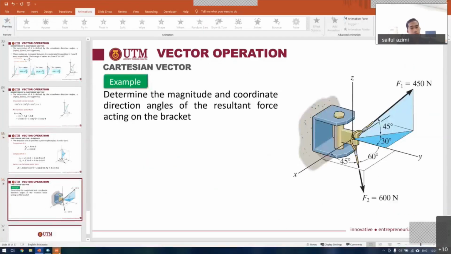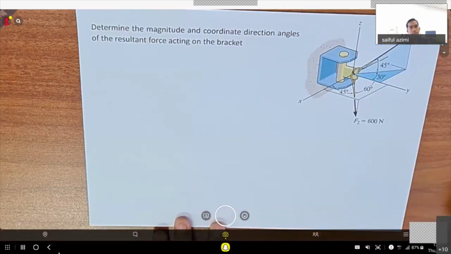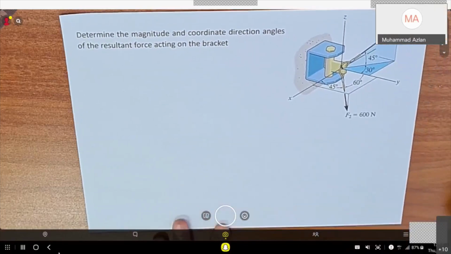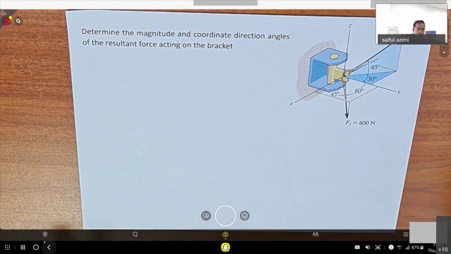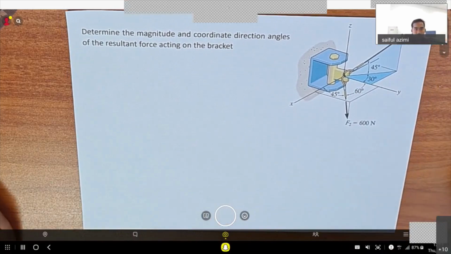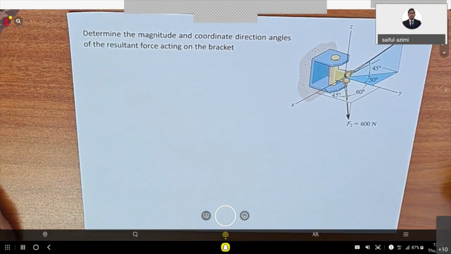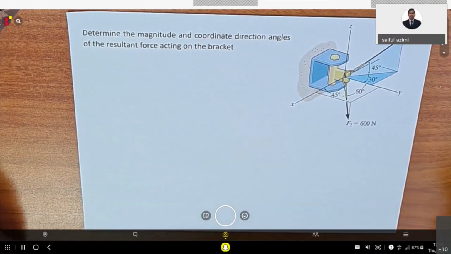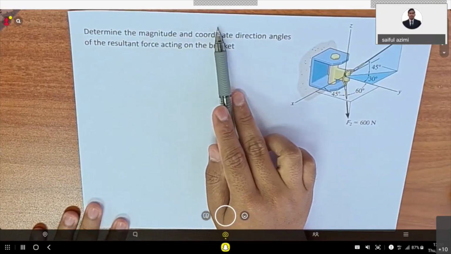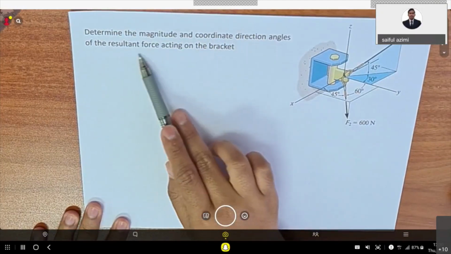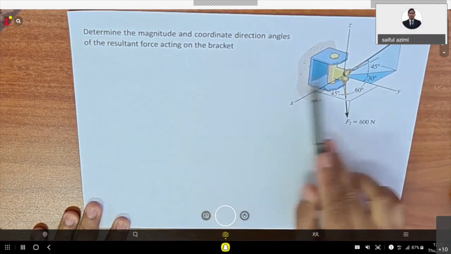I think if we go through the example, it will be clearer. Okay, all right. So this is the example. The example asks you to determine the magnitude and coordinate direction angles of the resultant force acting on the bracket. So this is the bracket.